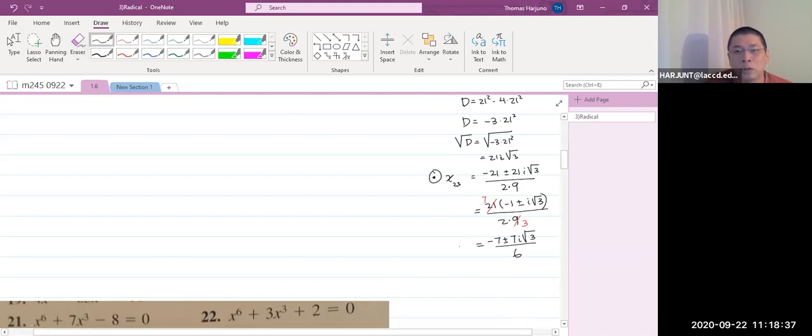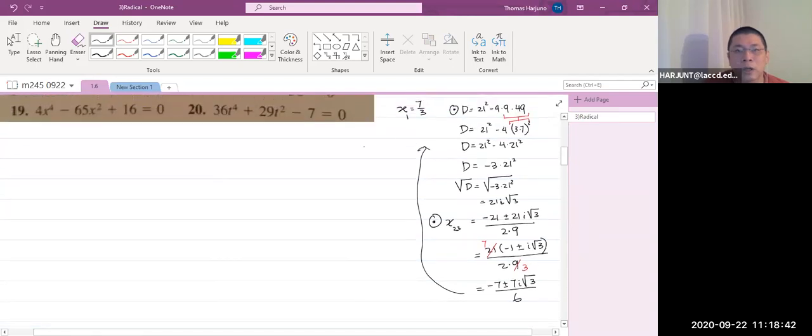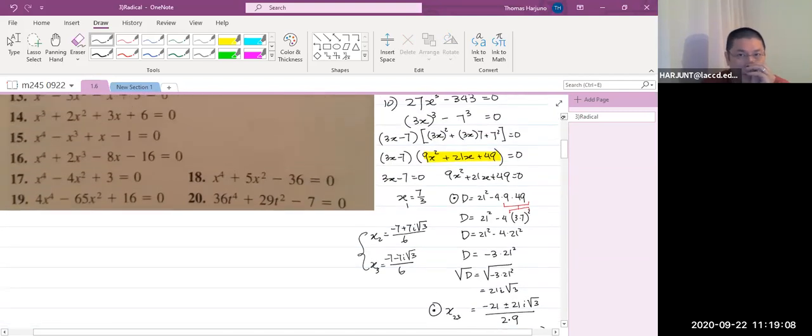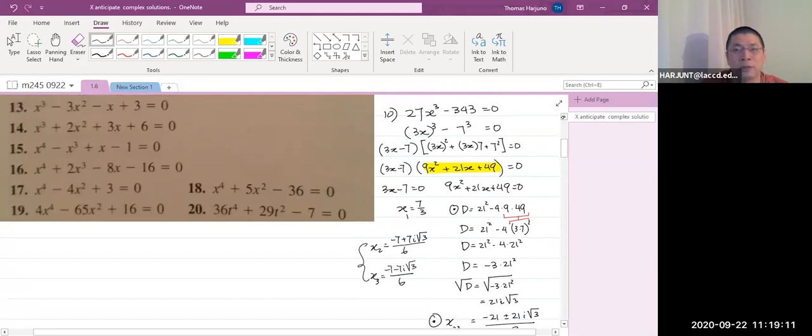So, I continue here. x2 equals negative 7 plus 7i radical 3 over 6. x3 equals negative 7 minus 7i radical 3 over 6. As we expect, we should have 3 solutions, because it's degree 3. It's degree 3, right? So we should have 3 solutions.